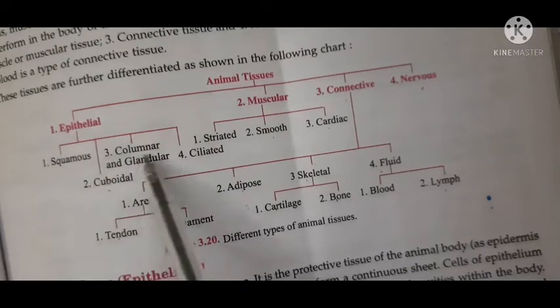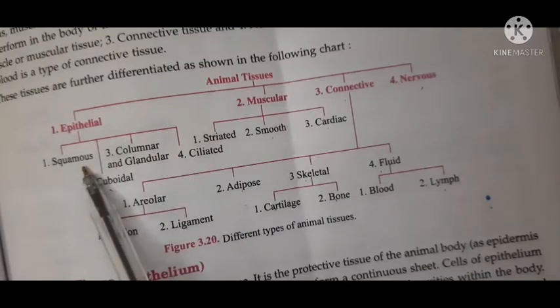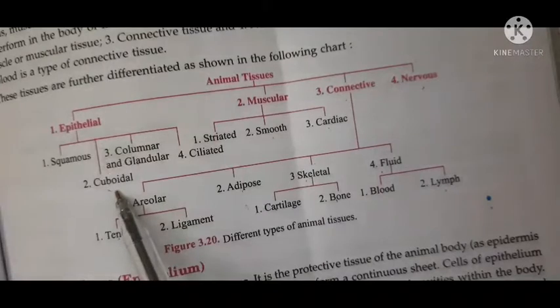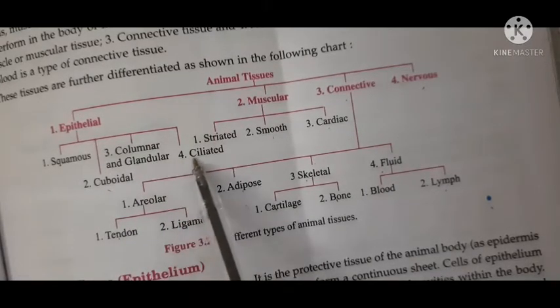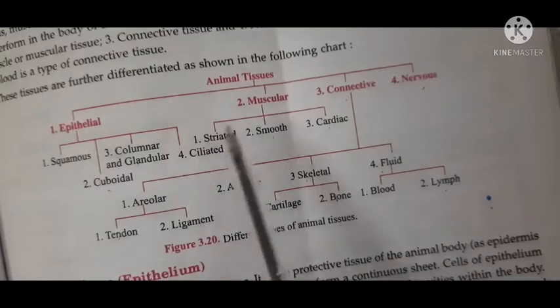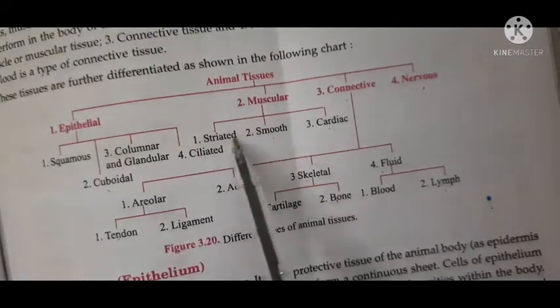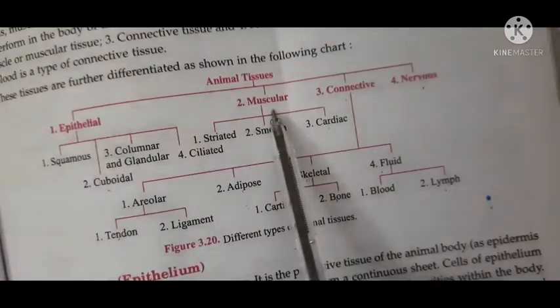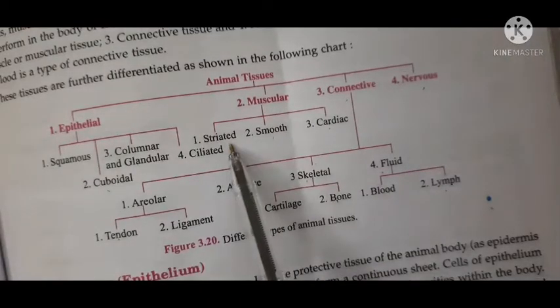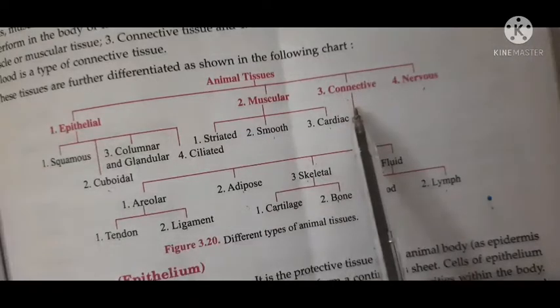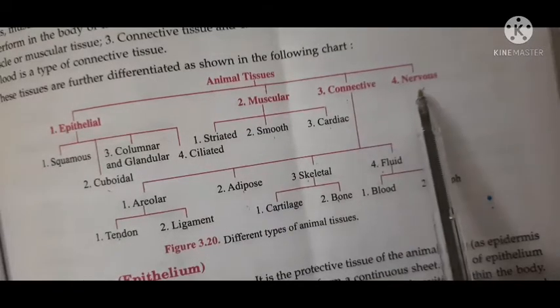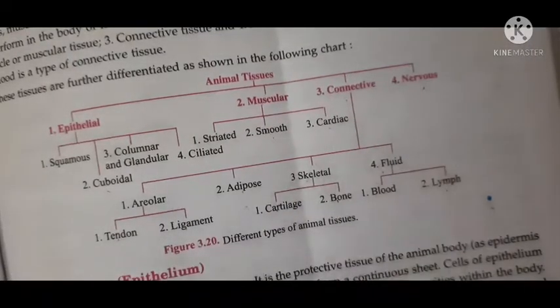It is of the following types, that is squamous epithelium, then cuboidal epithelium, columnar or glandular epithelium, and ciliated epithelium. Then there is muscular tissue, which is of three types. Muscular tissue forms muscles, which are of three types: striated muscles, smooth muscles, and cardiac muscles. Then there is connective tissue and nervous tissue, about which we will discuss later on.